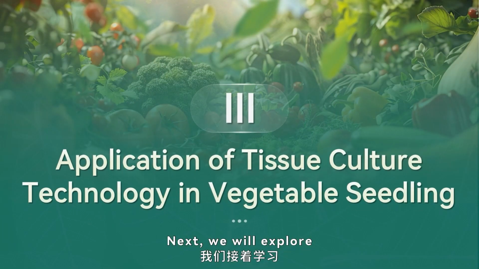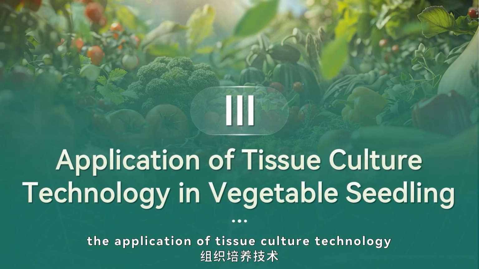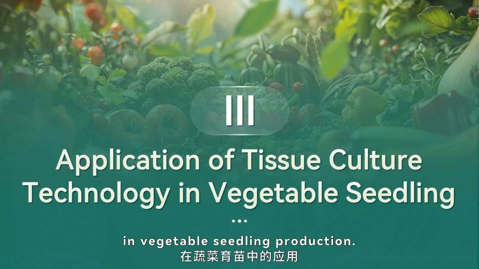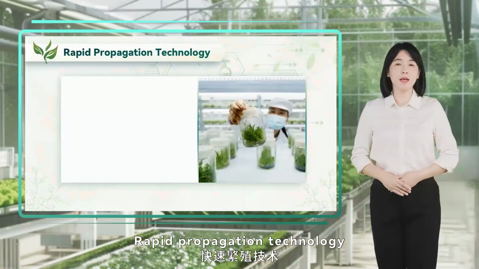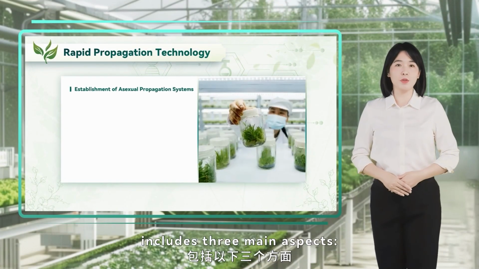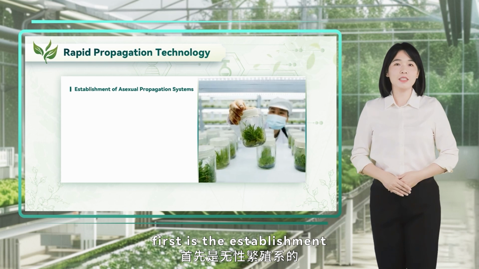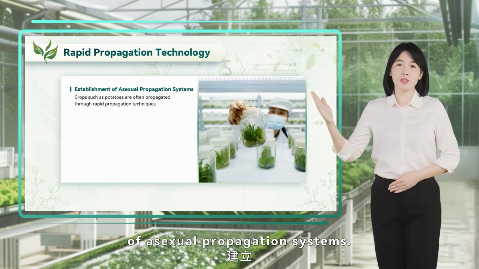Next, we will explore the application of tissue culture technology in vegetable seedling production. Rapid propagation technology includes 3 main aspects. First is the establishment of asexual propagation systems.